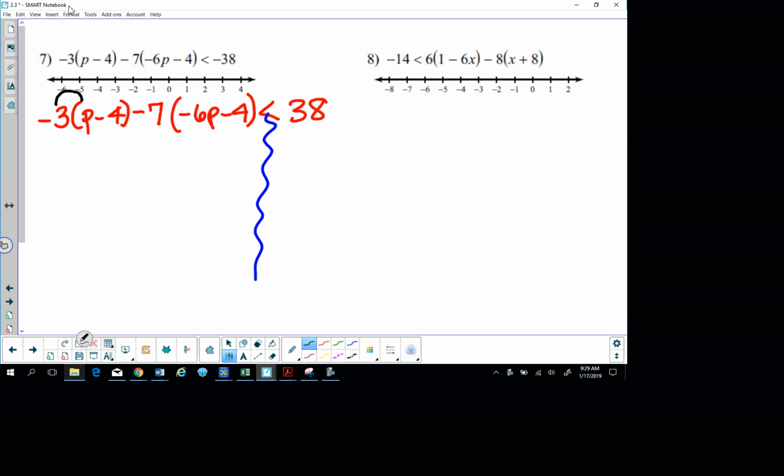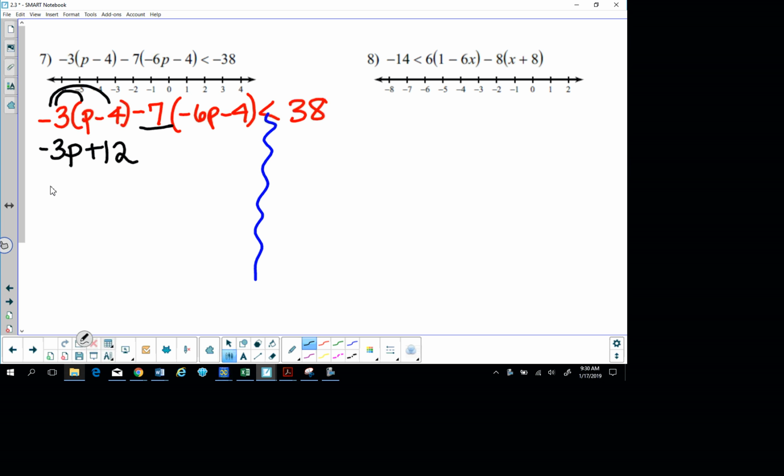Multiply negative 3 times p, we get negative 3p. Negative 3 times negative 4, what do we get? 12, right? And so just make sure you put it in your calculator. Then the next one, I'm multiplying negative 7. So what's negative 7 times negative 6? 42. Thank you.